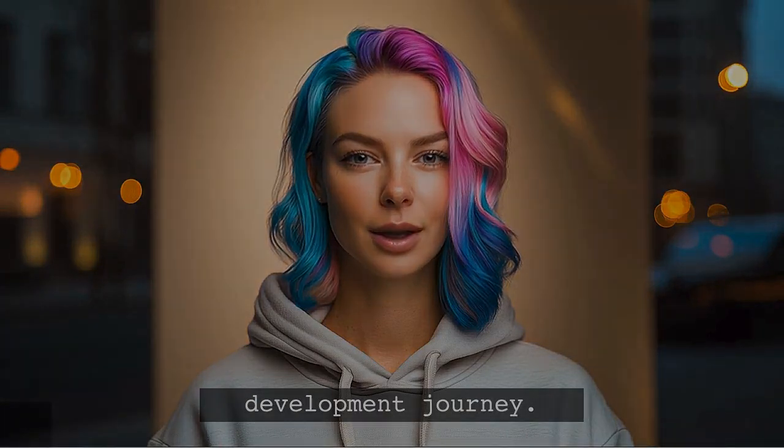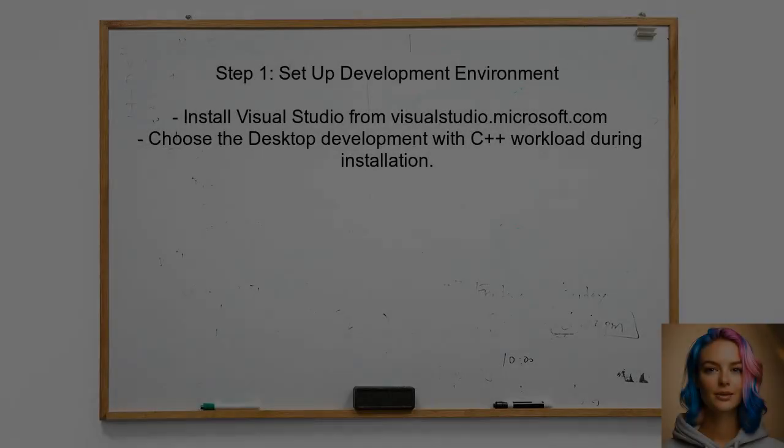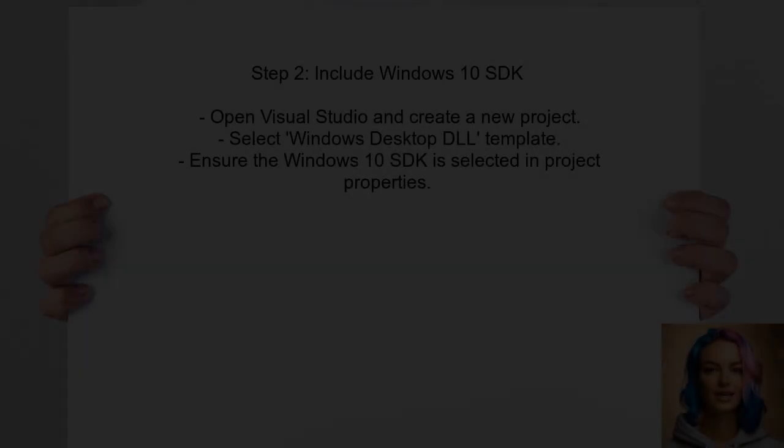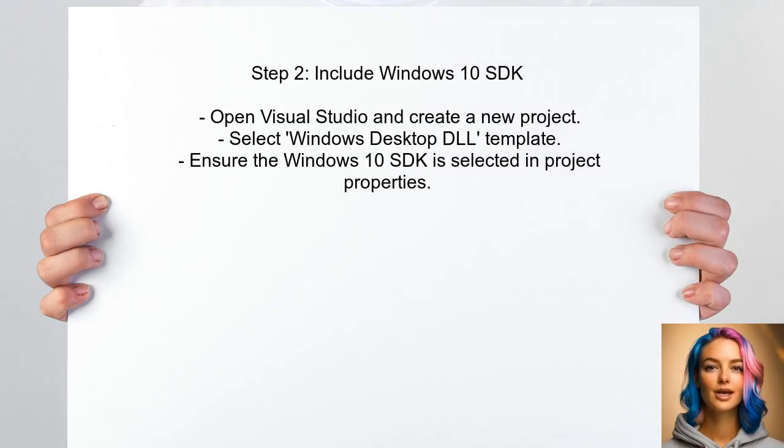To begin developing a C++ DLL for Bluetooth Low Energy, the user should first set up their development environment. This includes installing Visual Studio, which provides the necessary tools for C++ development on Windows. Next, the user needs to include the Windows 10 SDK in their project. This SDK contains the libraries and headers required for Bluetooth Low Energy functionality.